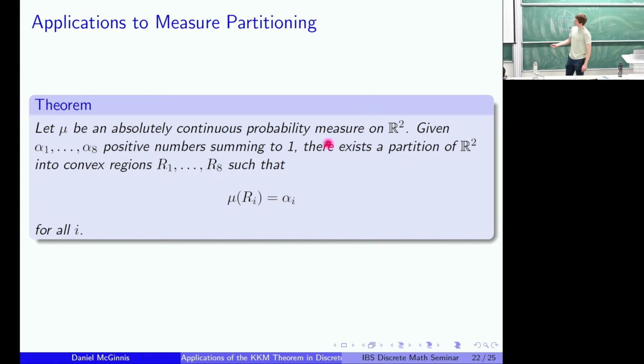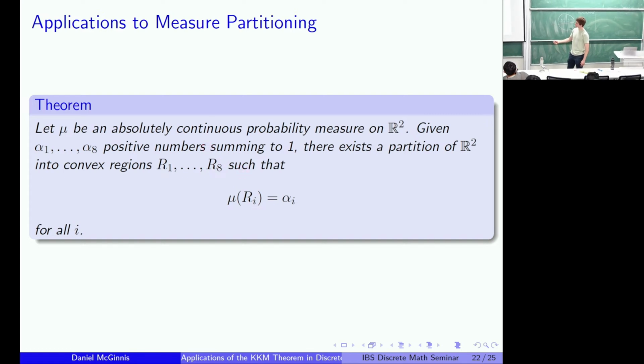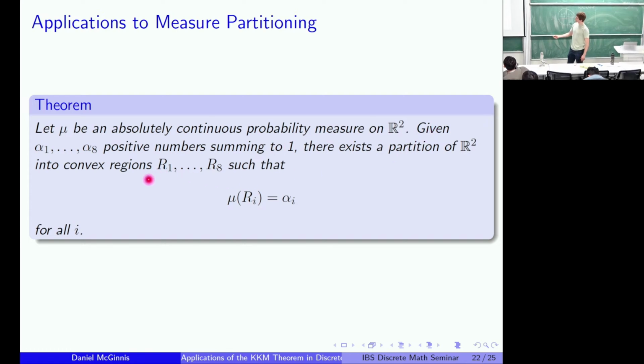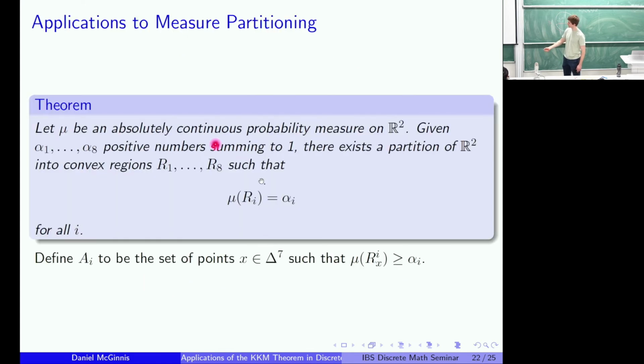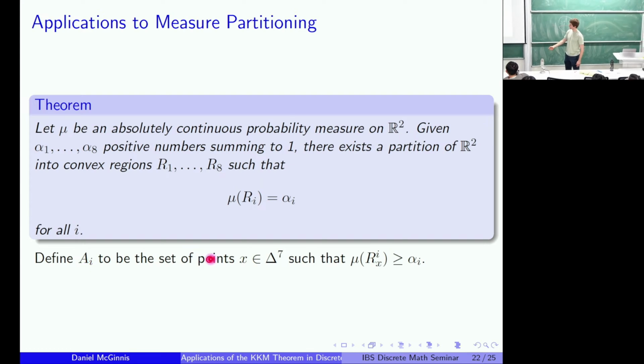And we can prove that if you give me any 8 positive numbers that sum to 1, there exists a partition of R2 into convex regions, R1 to R8, such that the measure of the ith region will be alpha I for all I. And how we do this, we can just use the KKM theorem. We use this parameterization. For a point in delta 7, I can form these 8 regions. And then here's how we define the AIs. We simply define AI to be the set of points x in delta 7, such that the measure of the ith region is at least alpha I.